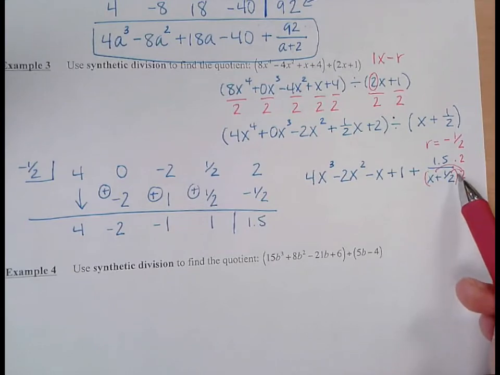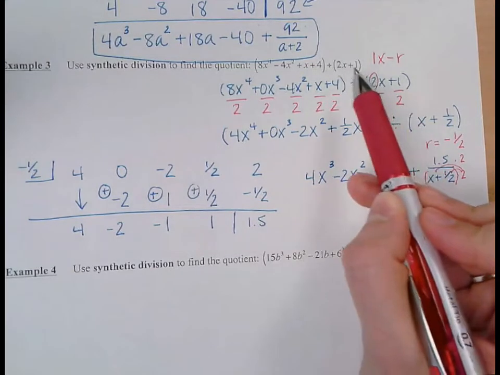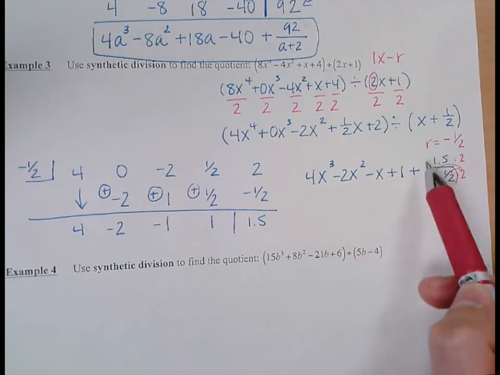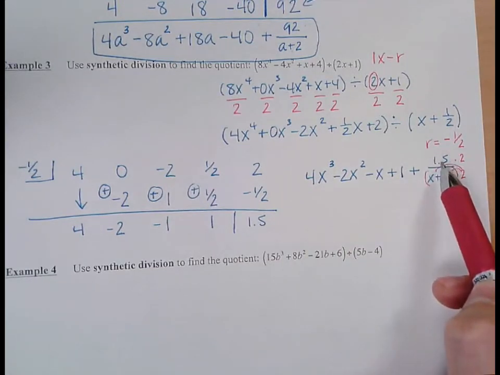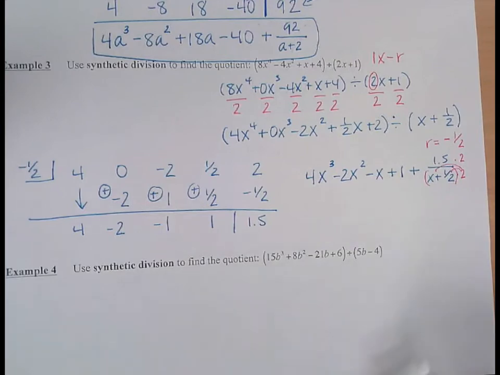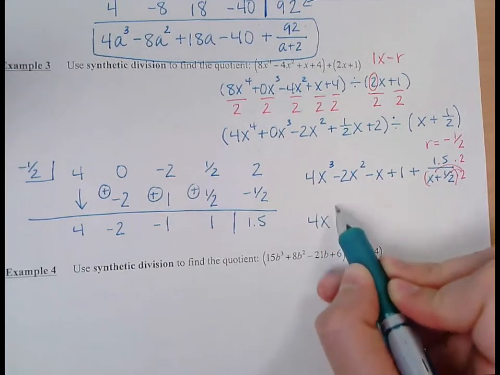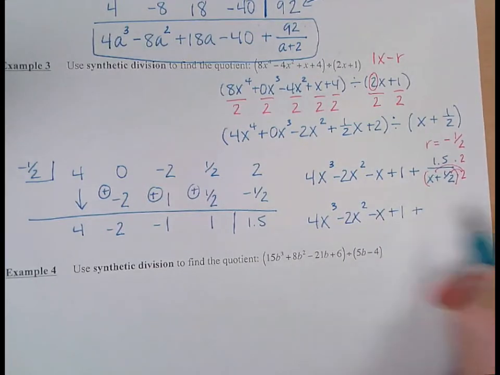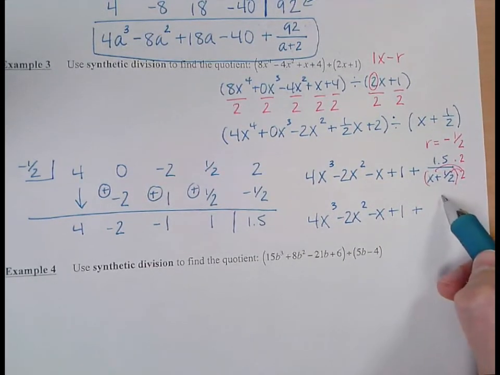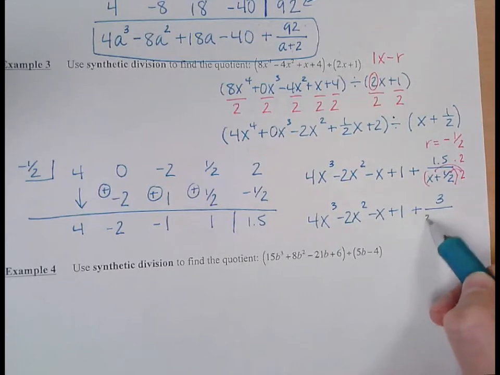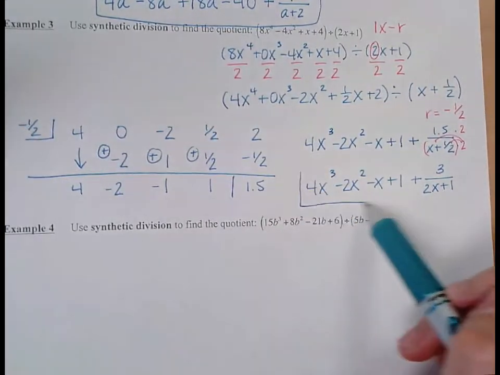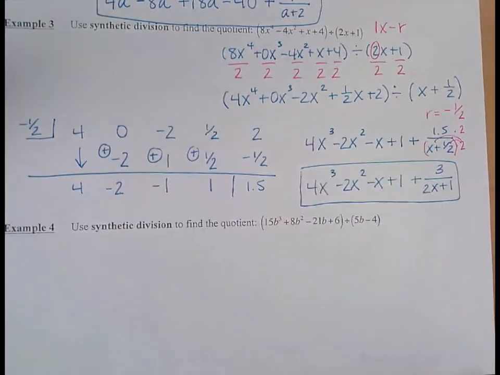So what's going to happen is the denominator is going to change back to the 2x plus 1, but your numerator is also going to change to a whole number and not a decimal or a fraction. So final answer will be 4x cubed minus 2x squared minus x plus 1 plus, but now it's going to be a remainder of 3 over 2x plus 1. And now my fraction doesn't have decimals or fractions in it, so my answer is simplified.